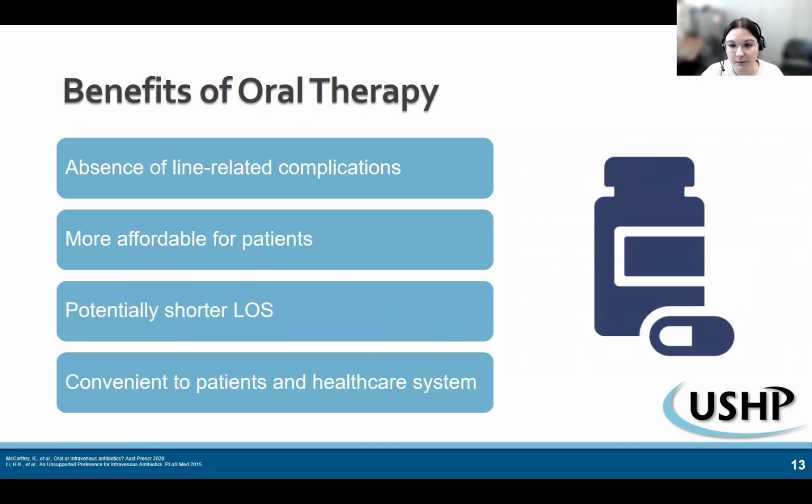Some benefits of oral therapy. Oral therapy does mitigate those risks that I previously mentioned that are associated with IV treatment. It's usually more affordable for patients and can result in a shorter hospital length of stay and is generally more convenient to patients and the healthcare system.